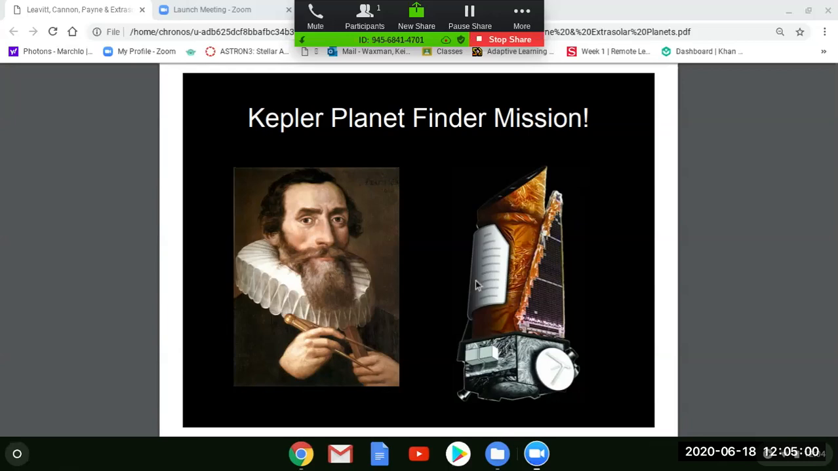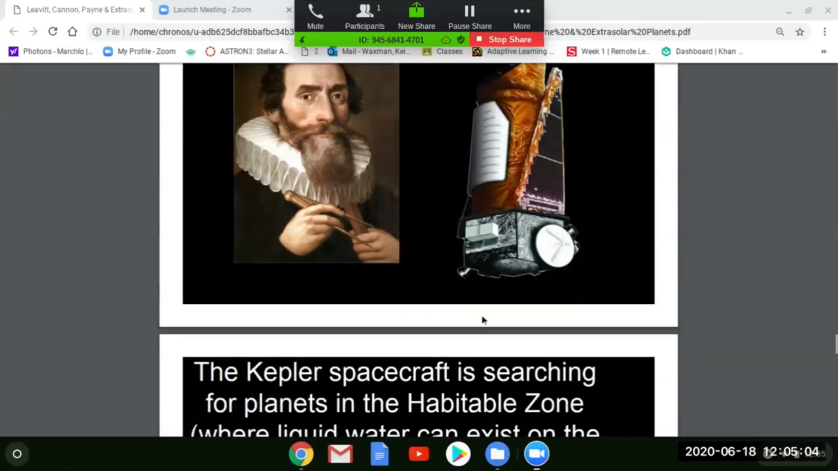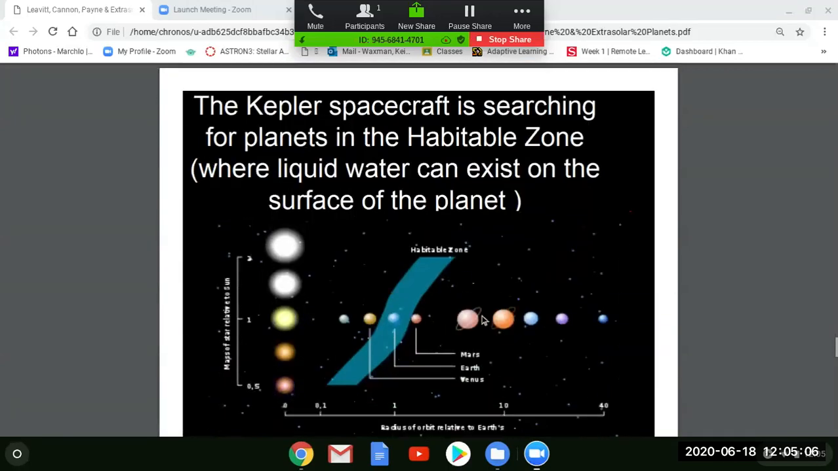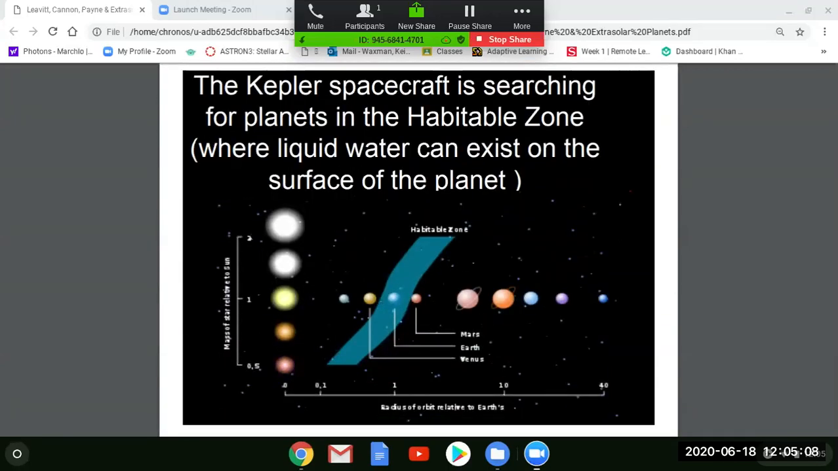We sent up a spacecraft in the early 2000s, and here's what the spacecraft is doing. Here's a term I'd like you to know. The term is called habitable zone. It's also called the Goldilocks zone. It is the distance from a star where a planet could be and have just the right temperature where liquid water can exist on the surface of the planet.